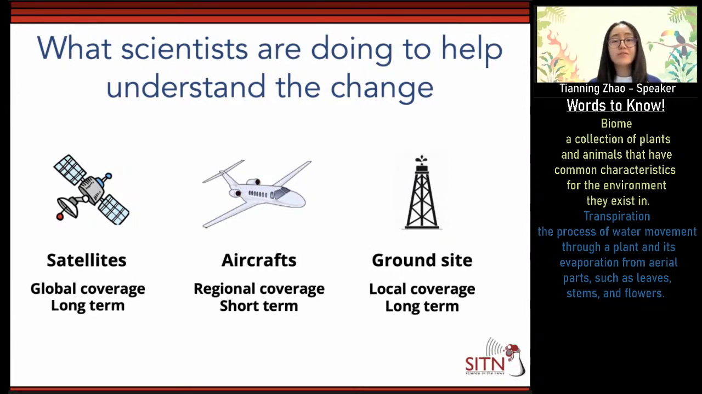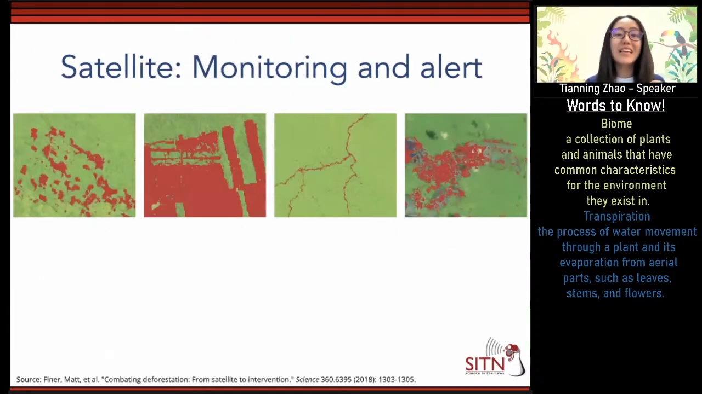So we've got different platforms, including the satellite, aircraft, as well as the ground site. They would provide coverage at different temporal and spatial resolution. We will just take a brief look at them one by one. So for the satellite, it serves as a great monitoring and alert tool.